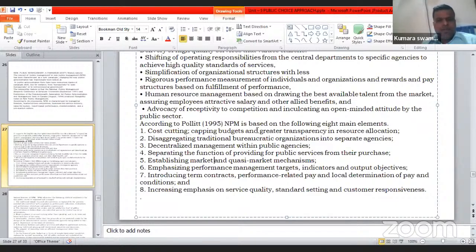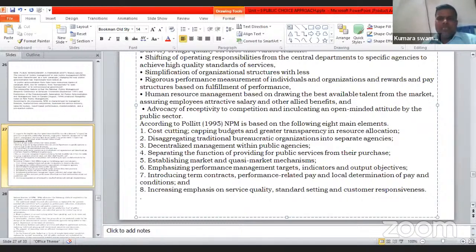After allocation of the budget, they will check whether that particular budget is used by the government or bureaucrats for the particular purpose. First they will focus on cost cutting. They will reduce the budget amount, disaggregate the traditional bureaucratic administration, and use decentralized management, separating the functions, providing different public services, and establishing market and quasi-market mechanisms.